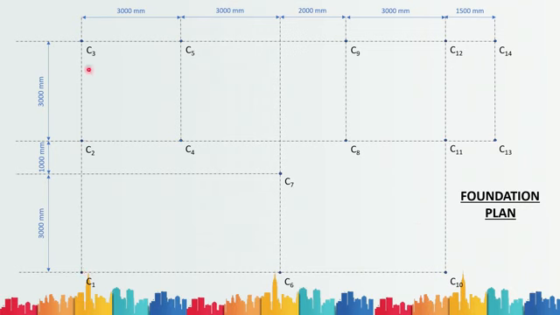Now all the columns here are far apart from each other, so I think an individual isolated sloped footing would be fair enough to be provided here. So if you can see here, for C1, we have to provide an isolated footing, an isolated sloped footing.